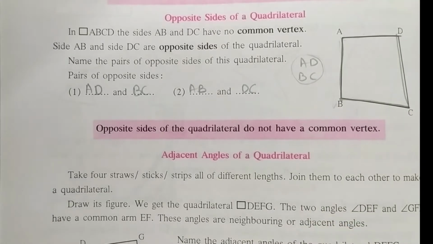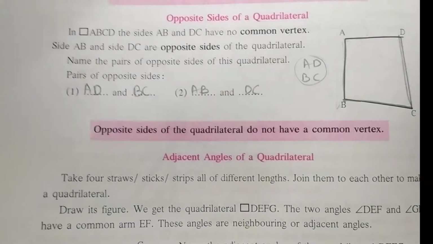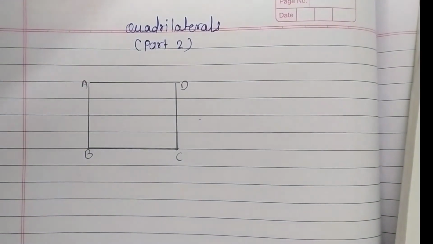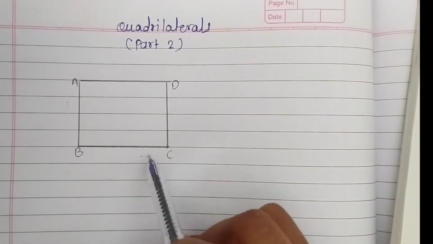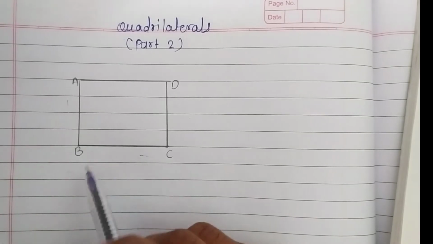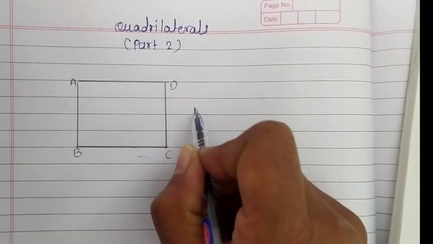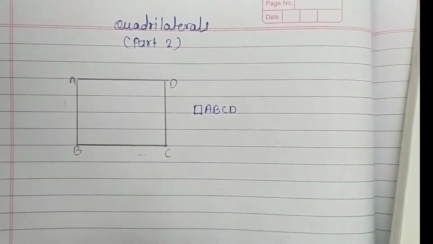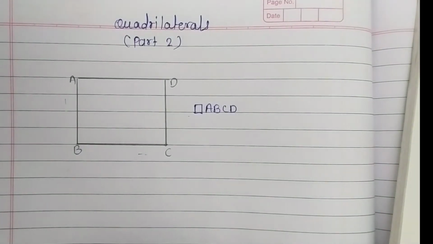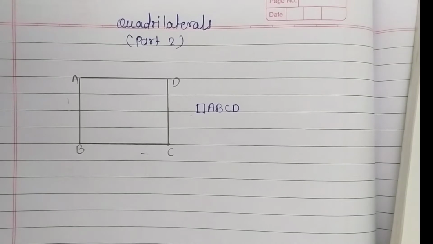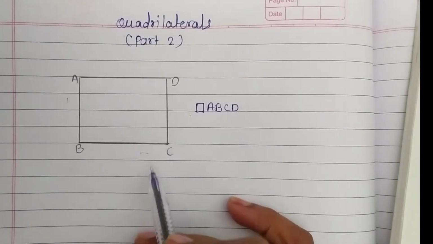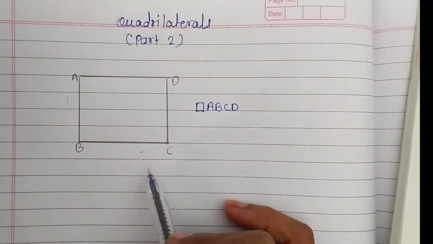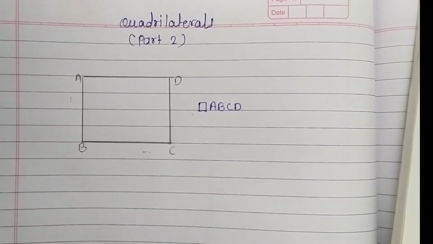Look here. Here on the notebook, I draw one figure of a quadrilateral. This is quadrilateral ABCD. Today we are going to learn what the adjacent angles of a quadrilateral are.